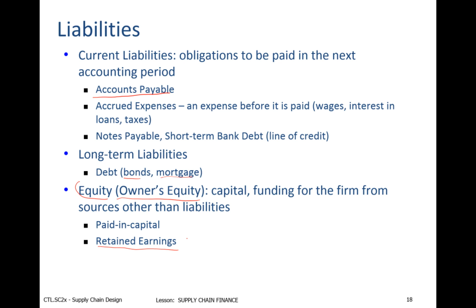So when a company generates a profit, that profit goes from the income statement. That's the amount of money that goes into retained earnings. So we also have, as I mentioned earlier, what we call paid-in capital. That's basically what was received from other organizations or other individuals, parties, to fund the firm.